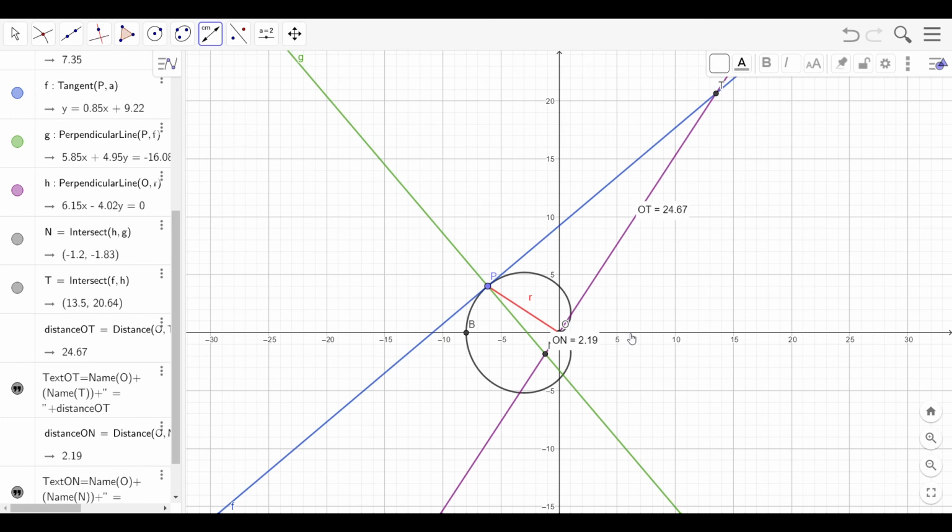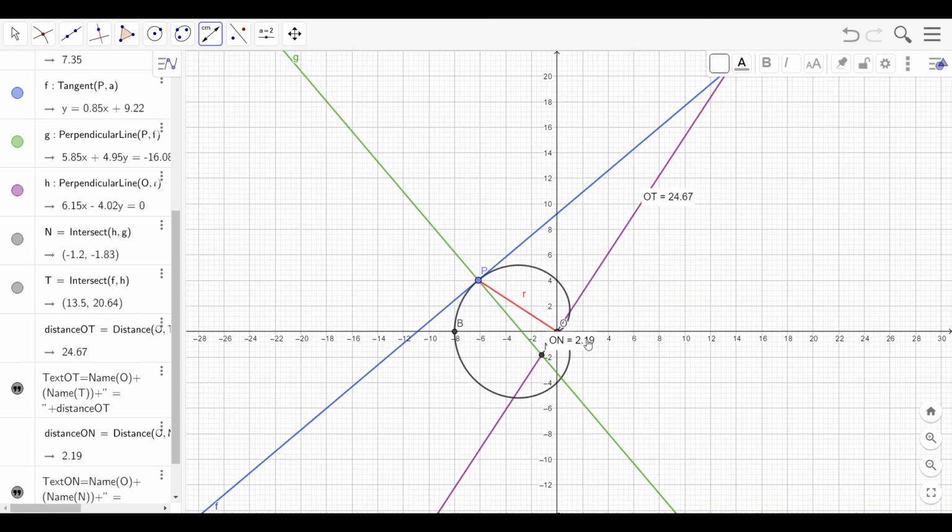So you may verify this using numerical methods. You can use a calculator. Okay, that's all for today.